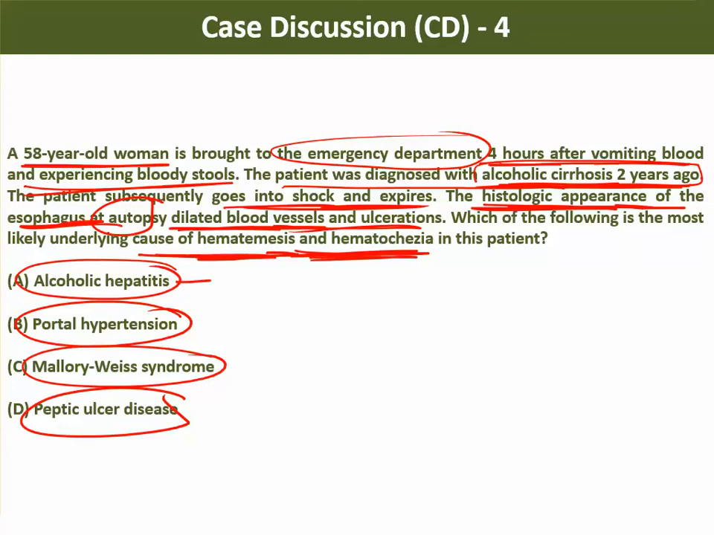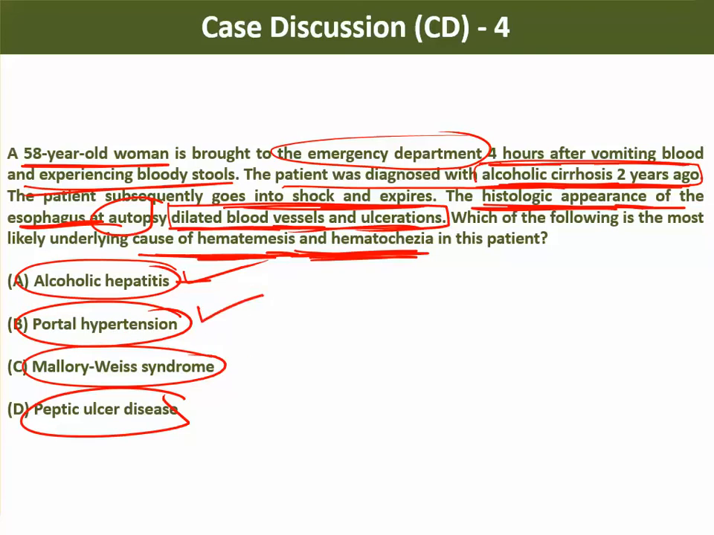So here the pathology they are checking is dilated blood vessels in the esophagus. Okay. So of course it is happening due to alcoholism, but they have crossed the stage of inflammation. It is not alcoholic hepatitis. If they had given alcoholic cirrhosis, then it would have been the right answer. Understand? It is not only inflammation. It is more beyond that. Now portal hypertension.